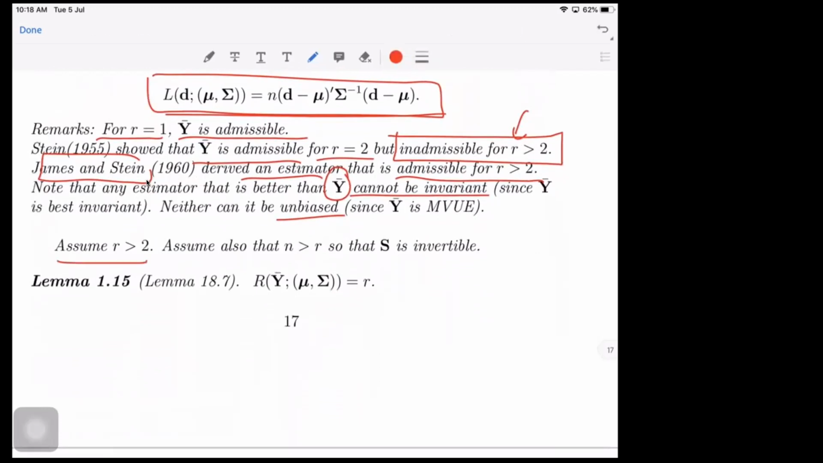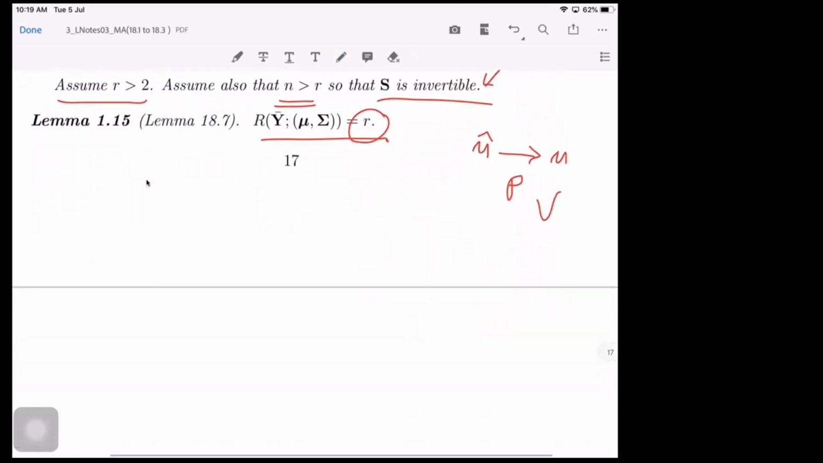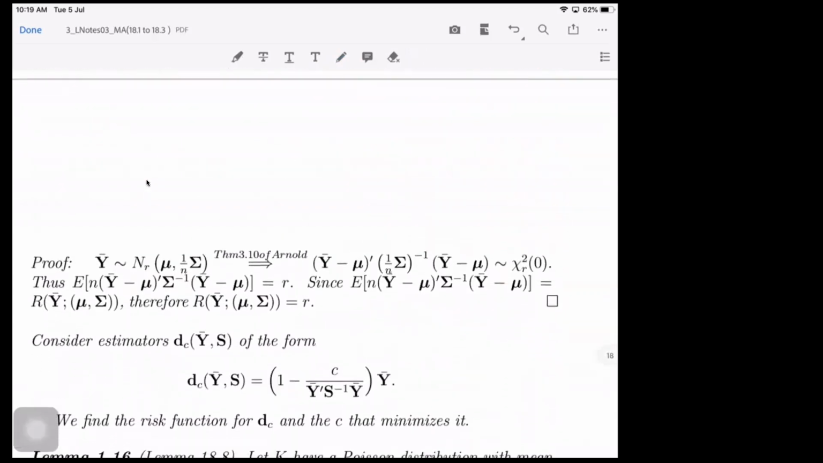So if we assume that r is greater than 2, of course, n is greater than r, so that this can be justified that sigma inverse or S inverse exists. Okay, so in the univariate case, we have shown that the risk associated when using mu hat to estimate mu is p, that is the dimension of your subspace V. Here, we will use the notation R. So the concept is still the same.